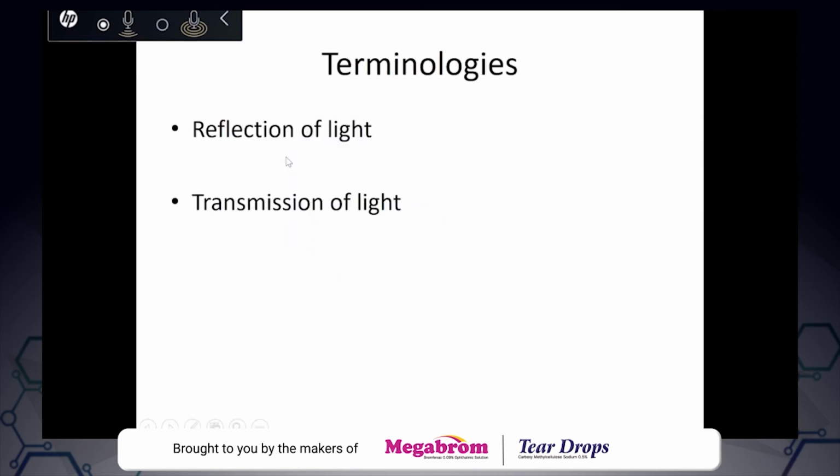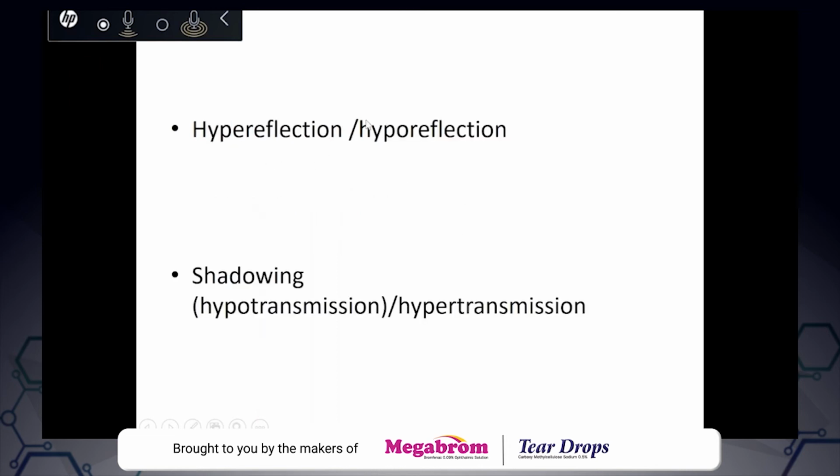Now, to understand this again: in angiogram it is hyperfluorescence and hypofluorescence, but here it is defined in terms of the reflection of light or the transmission of light. Reflection may be hyperreflection or hyporeflection. Shadowing, or transmission of light, may be hypotransmission or hypertransmission.